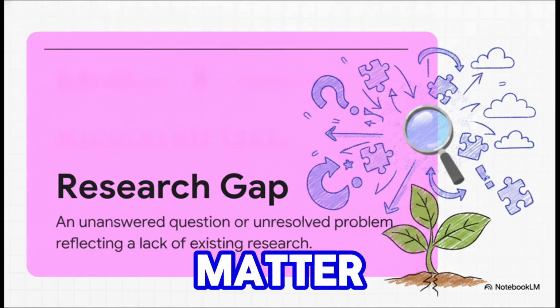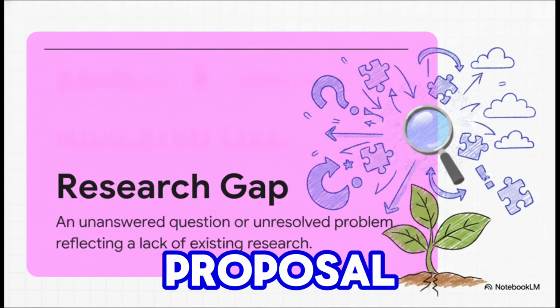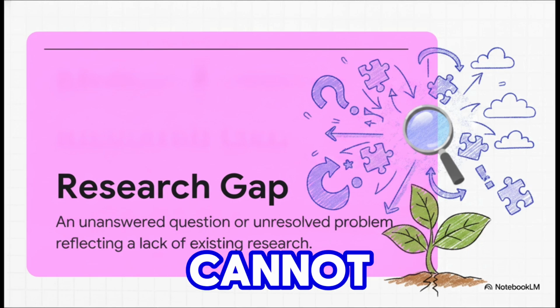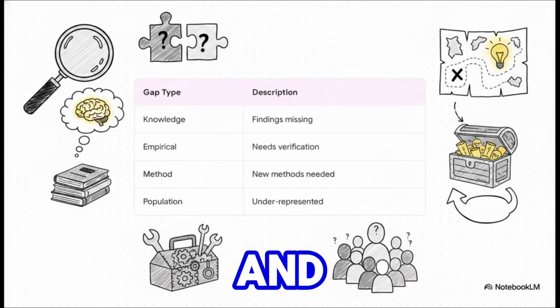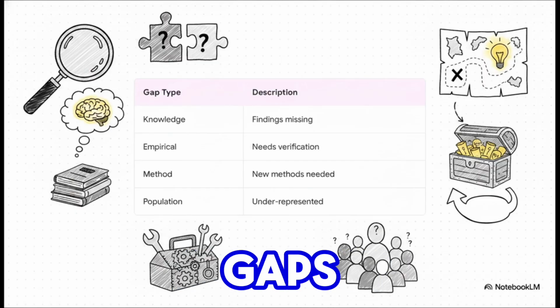And why does this matter? Because without a gap, your proposal just won't get approved. You literally cannot find a viable research topic until you find that gap. And based on the research of D. Anthony Miles and others, you've got to realize that not all gaps are the same.